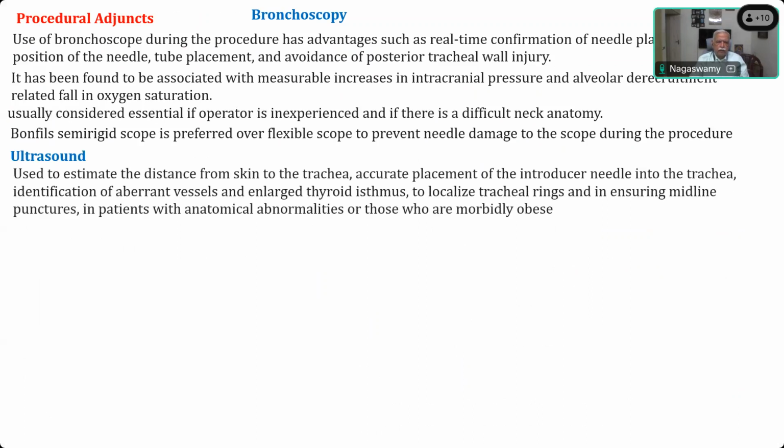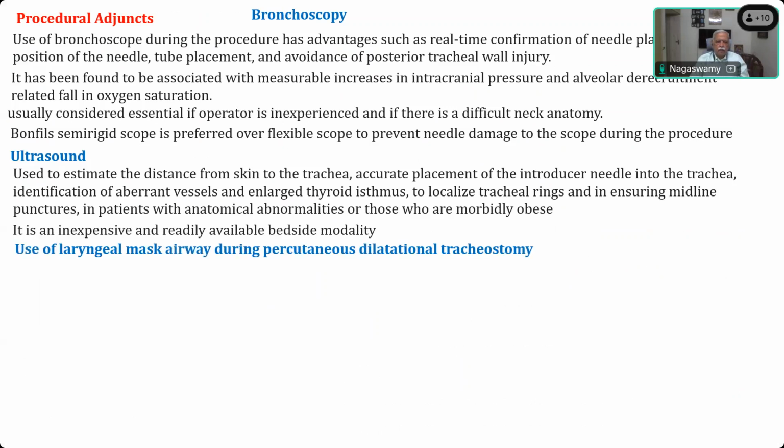You can use it to estimate the distance from skin to trachea, for accurate placement of the introducer needle into the trachea, identification of aberrant vessels and enlarged thyroid isthmus, to localize the rings and ensure midline. In patients with anatomical abnormalities or those who are morbidly obese, this will be very useful. Of course, it has now become inexpensive. Ultrasound machines are available for 3 lakhs and 4 lakhs and are a readily available bedside modality.